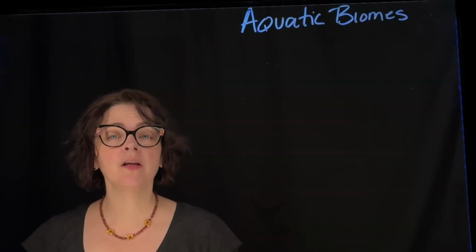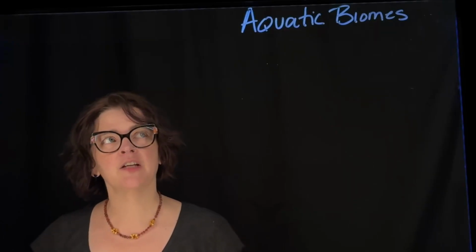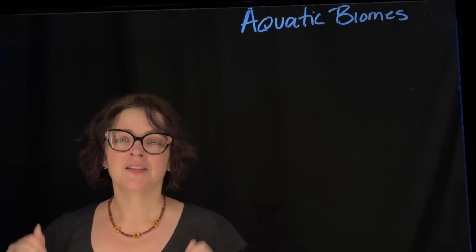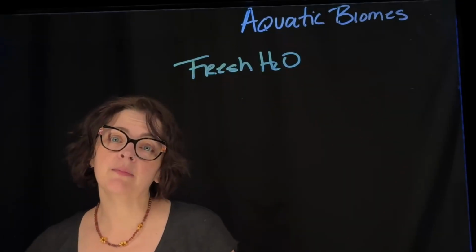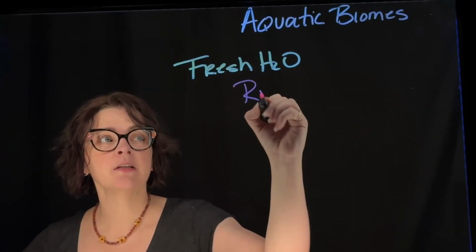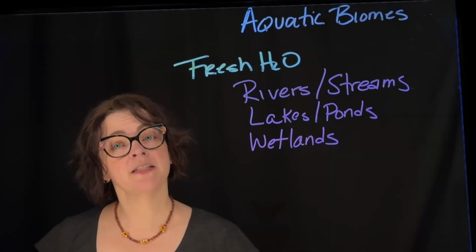In this video, we are going to be talking about aquatic biomes. We have two major classifications of aquatic biomes. We have freshwater and we have marine. Starting off with freshwater, the three major types of freshwater biomes we have are rivers and streams, lakes and ponds, and freshwater wetlands. We'll go into more detail about each.